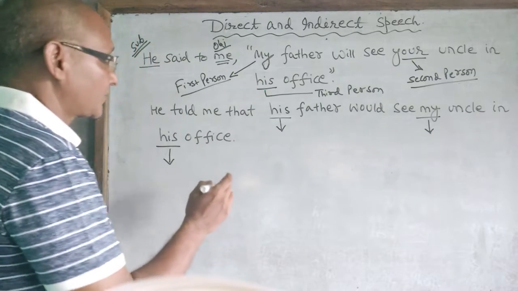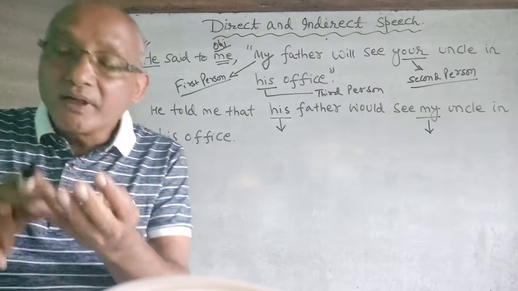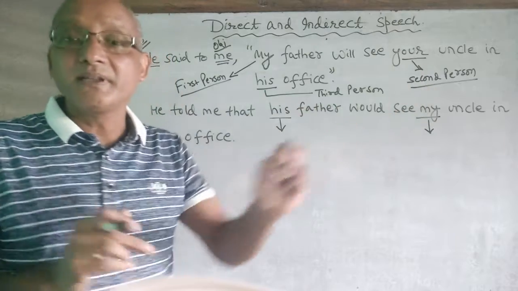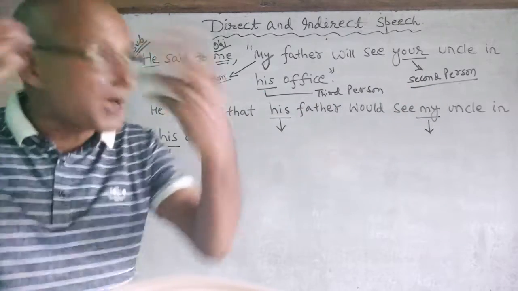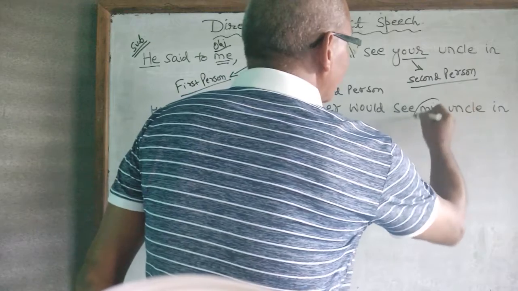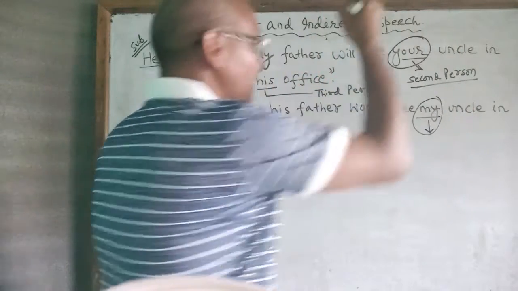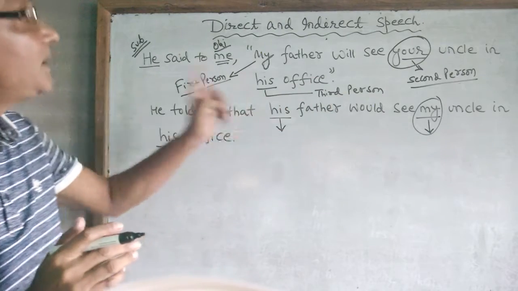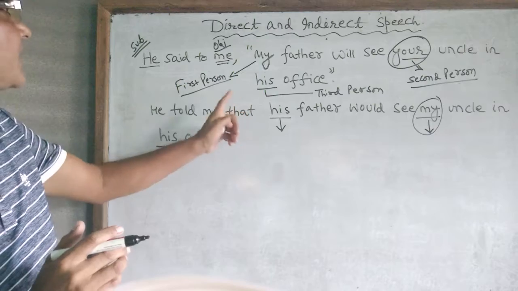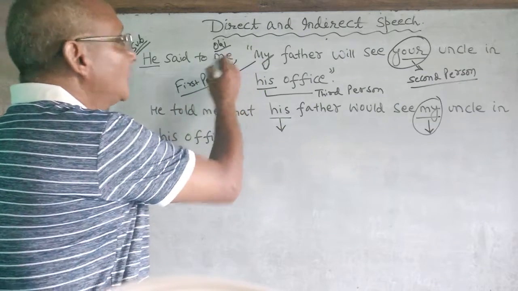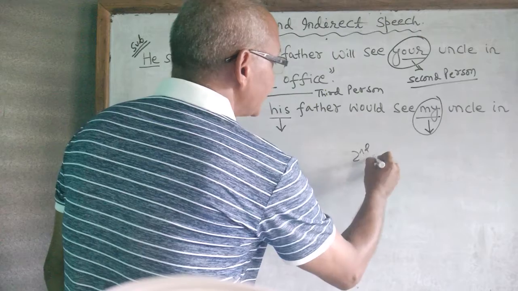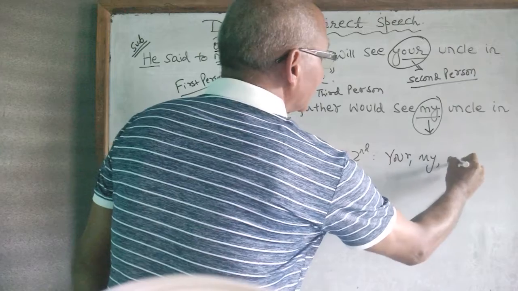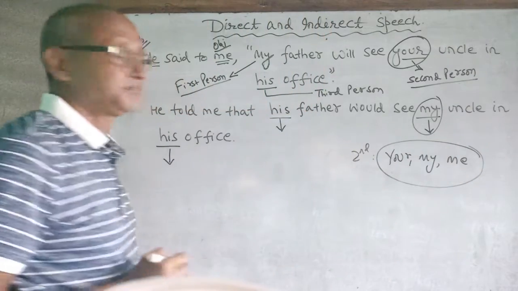Another thing is there. Your is the second person. Please see here. Your is the second person, and it changes to mine. Your changes to mine according to the object me. This is the object. So second person is in relation to your, mine, me. How we have brought the changes here.